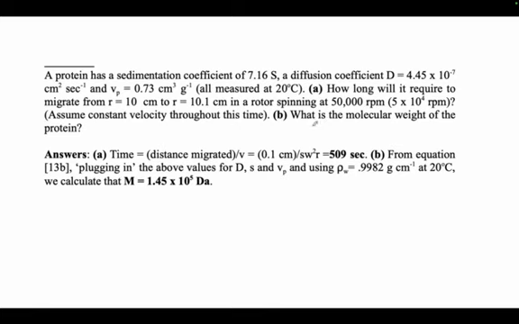So here you can see a protein has a sedimentation coefficient of 7.16 S. From that formula, we can calculate it has a molecular weight of about 14.5 kilodaltons. And this S is the same S that you see in 70S ribosomes. It's named because of its sedimentation time.